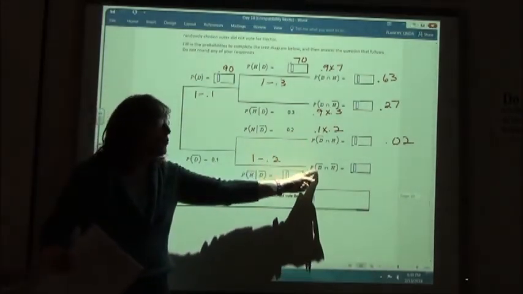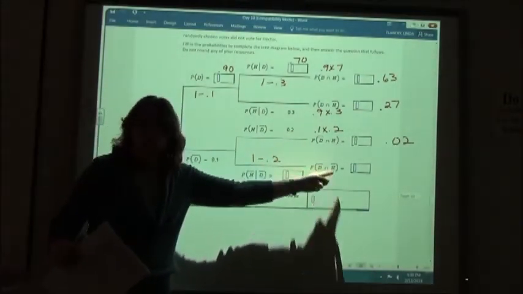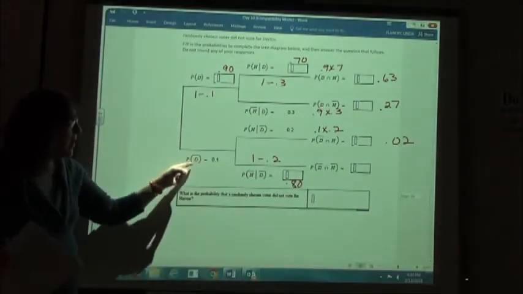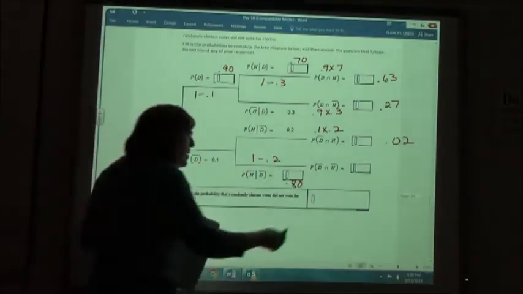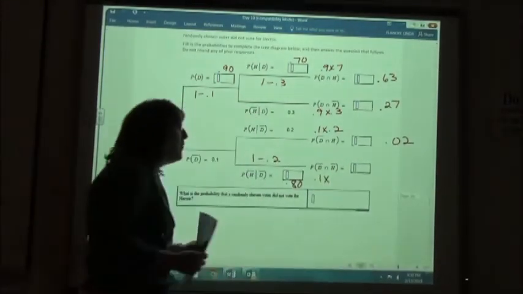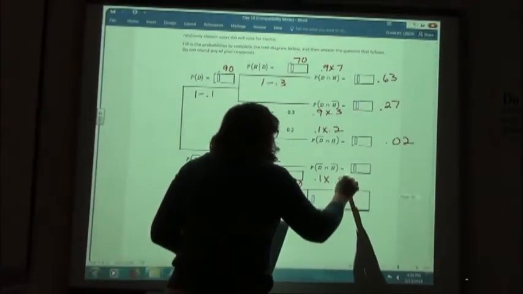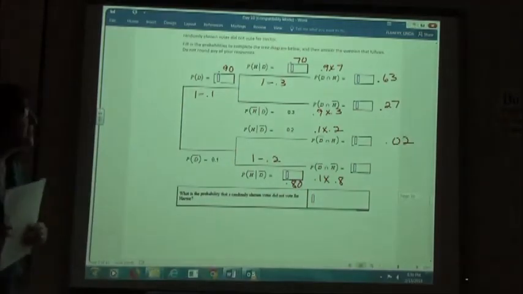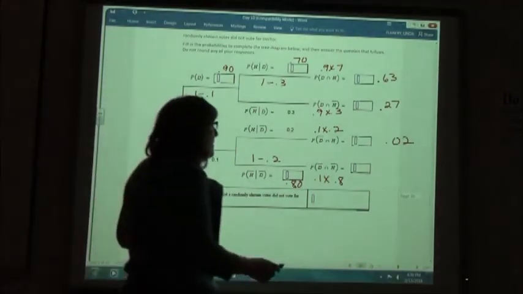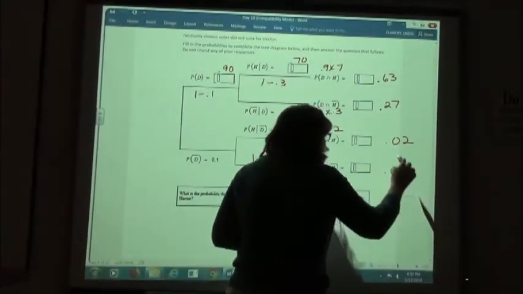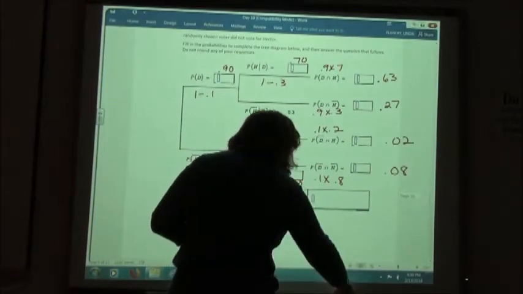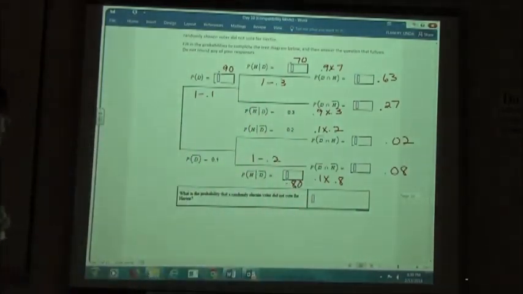Do not have a high school diploma and do not vote for Hector. Not having a high school diploma, 0.1, times not voting for Hector, which is our 0.8. 0.1 times 0.8 gives us 0.08. Once we've got our table all filled out, we can go to our question.